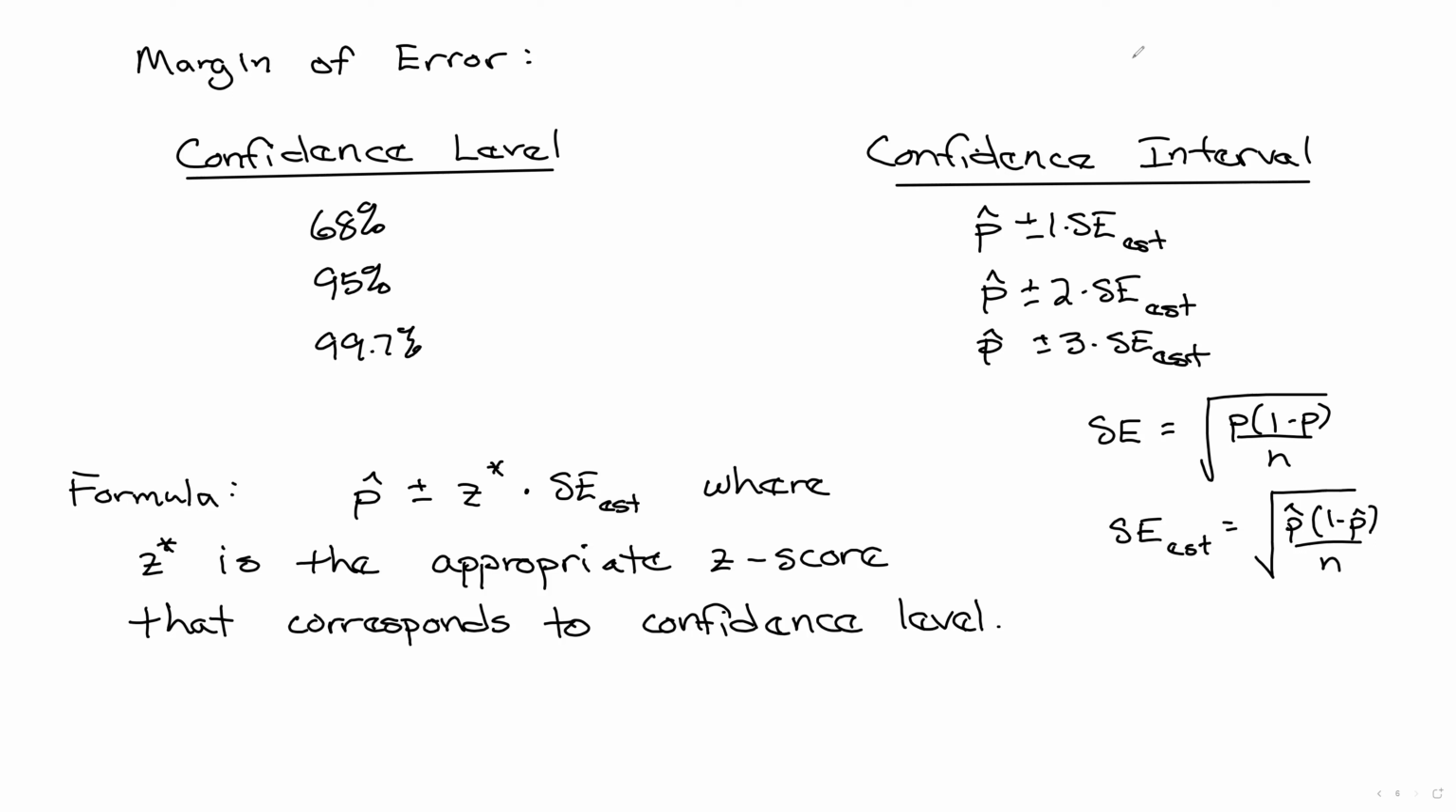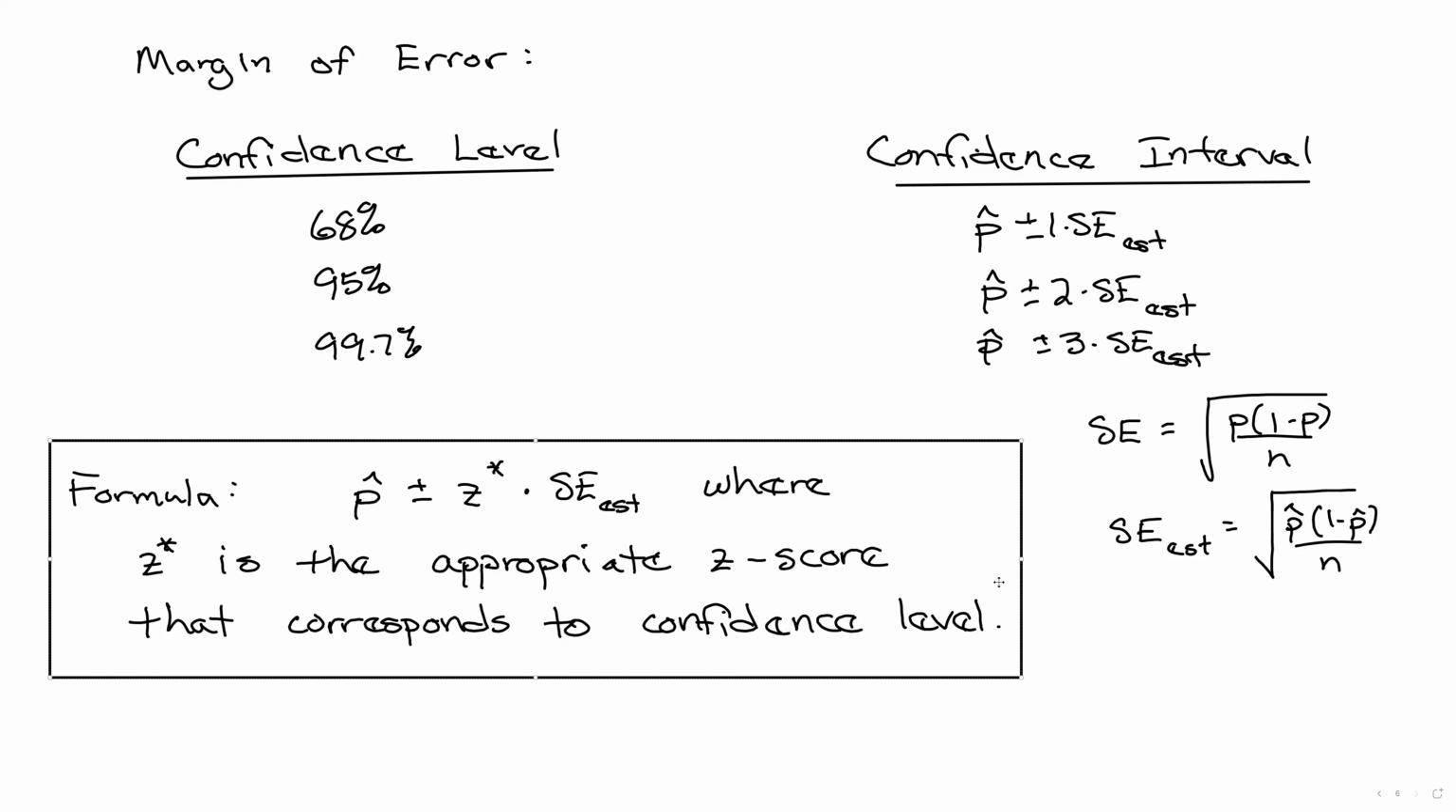If you're looking for a formula, this is the formula right here. I know it's not the prettiest formula. Maybe it's not your favorite formula that we've covered this semester, but this is the formula for creating confidence intervals: you find a z-score that corresponds to the confidence level, and then you take p hat and add and subtract that z-score times the estimated standard error.